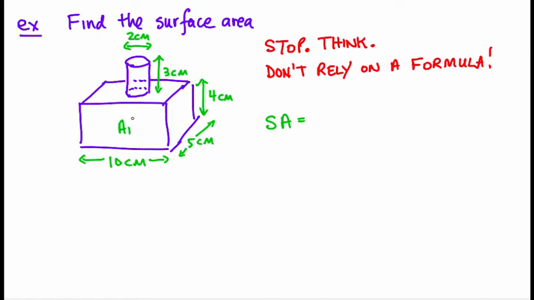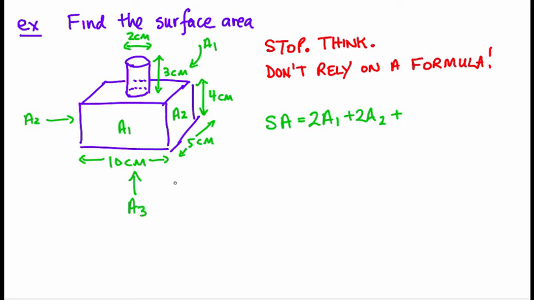So the front could be an area 1. The back of it would also be an area 1, so I would have 2 area 1s. The right hand side could be an area 2, and so could be the left hand side, so I have 2 area 2s. The bottom could be an area 3.